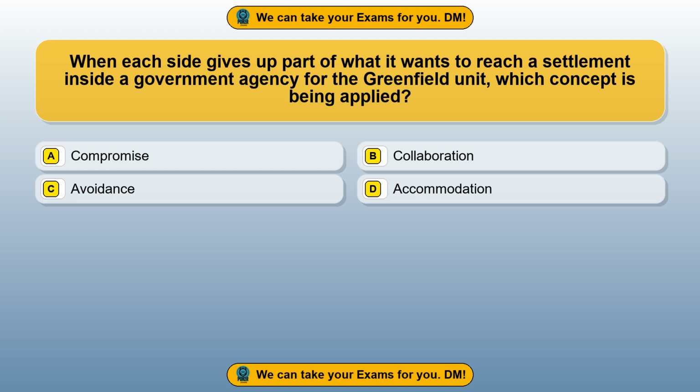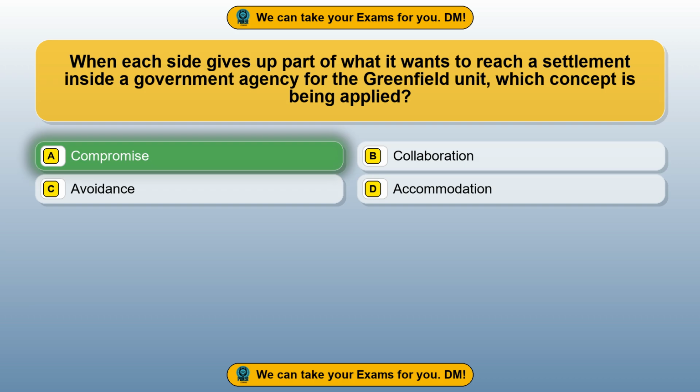Question 87. When each side gives up part of what it wants to reach a settlement inside a government agency for the Greenfield unit, which concept is being applied? Option A, compromise. Option B, collaboration. Option C, avoidance. Option D, accommodation. The correct answer is option A, compromise.